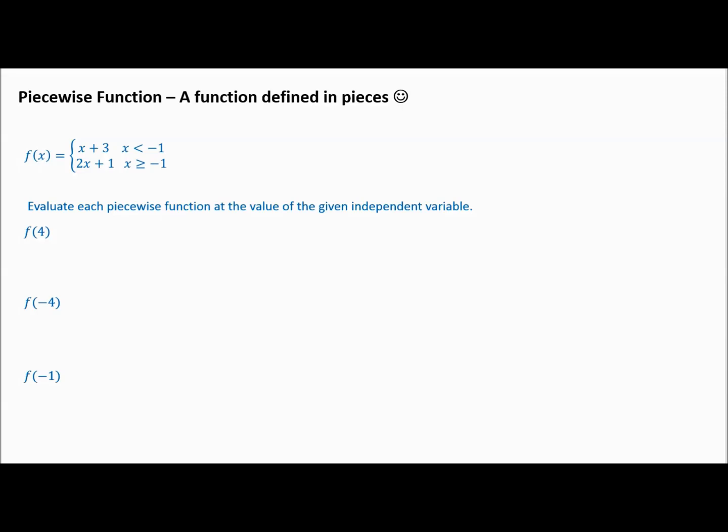Honest to goodness, it's a function defined in pieces. I've got one here for you below, f of x equals x plus 3, but that's only true for x less than negative 1. And then 2x plus 1 is only true for x greater than or equal to negative 1. So this part of the problem is like directions. So only for x less than negative 1. Okay, so you're not allowed to plug in numbers bigger than negative 1, only less than negative 1.